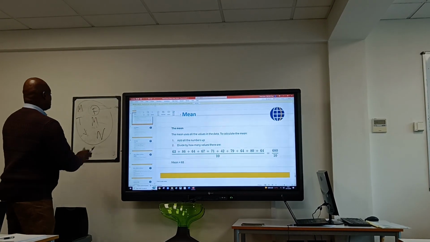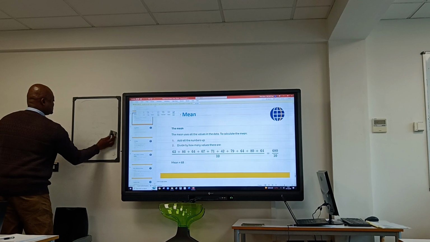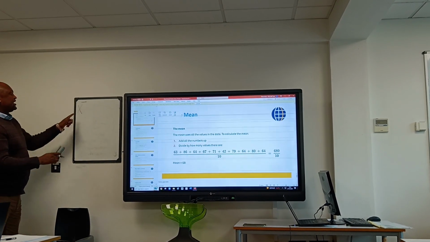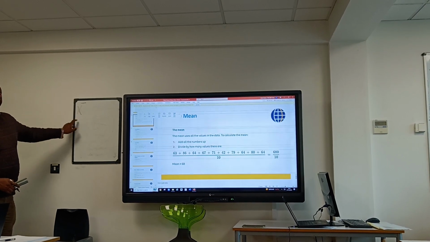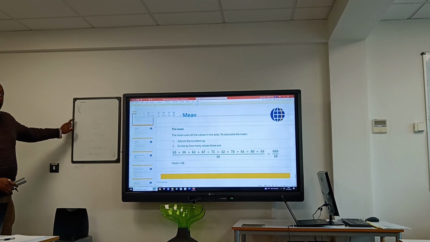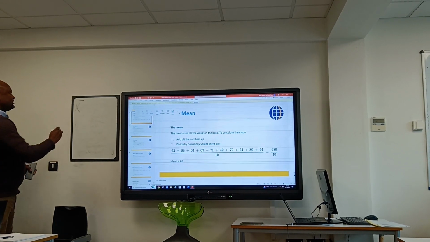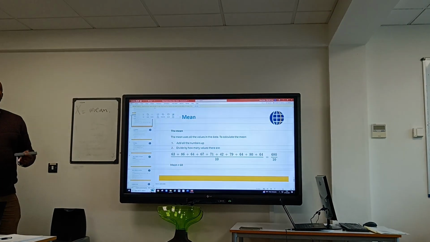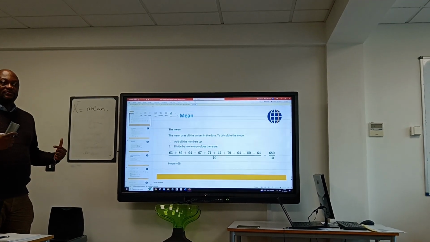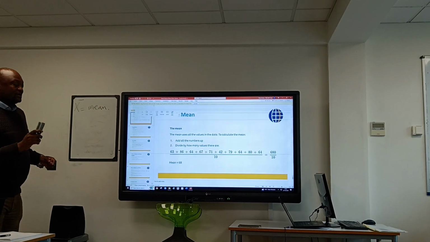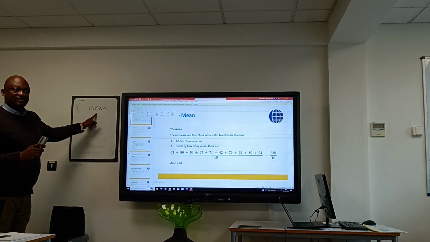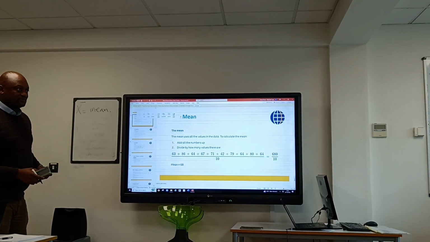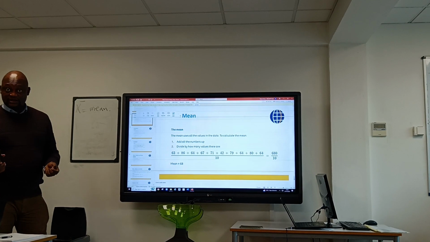Mathematically, you have x bar. This sign x with that sign on top is called x bar. X bar is the symbol of the mean. Sometimes if they ask you to calculate the x bar, it just means calculate the mean. Instead of saying calculate the mean, they can just tell you calculate the x bar. Is that clear, guys?